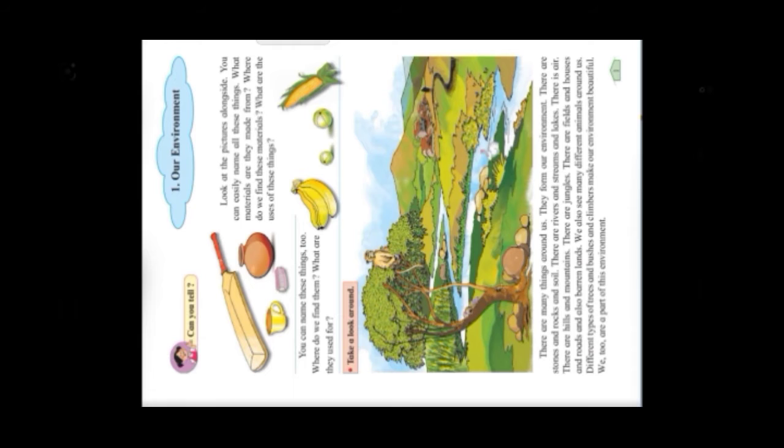The third picture is of a cup, and a cup can be made from plastic, glass, etc. We find these materials in our nature. And what are the uses of these things? Many people use the cup to drink milk or tea or coffee or any other thing. The fourth picture is of a yarn of thread. The yarn of thread can be made with cotton, silk, etc. We find this material in our nature. Many people use the yarn of thread for stitching clothes.